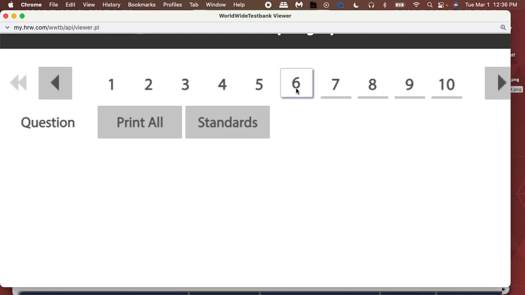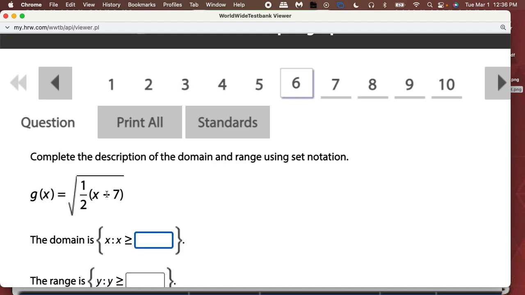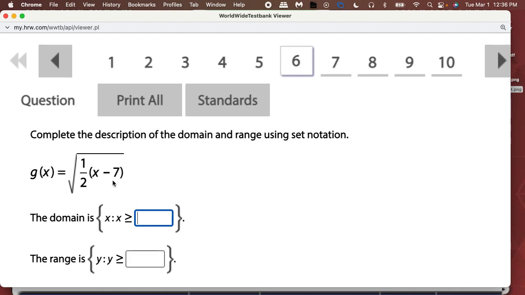It's all a code. What you see is what I see. Complete the description of the domains and range using set notation. All right, they got it all ready for you. You just got to know what the domain starts at. If I put a 0 here, my number underneath would be negative, and that's a no-no. I've got to have it start somewhere where it equals 0, not before 0. That's not allowed under a square root. So what would make x minus 7 equal 0? H.